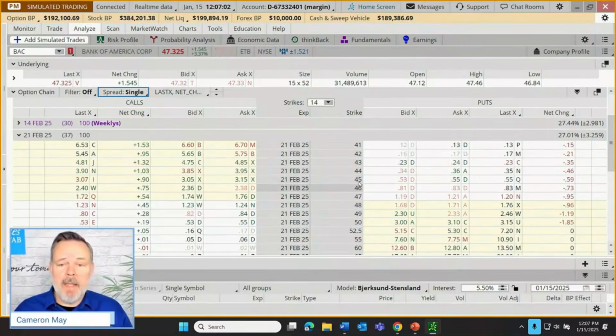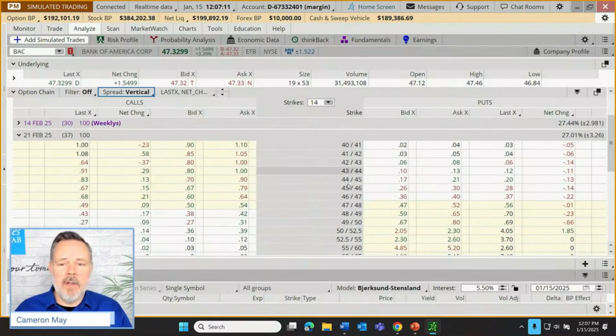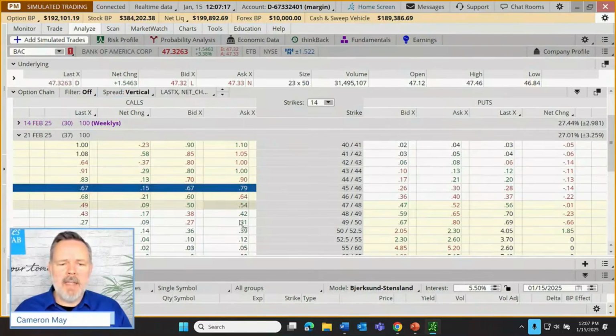But let's go ahead and place our vertical spread here. So I'm going to come up here to Spread Single, and notice this works just like on the Trade tab. Let's change that to vertical and find our two strikes that we are interested in, and then click on the ask price to create that vertical spread.